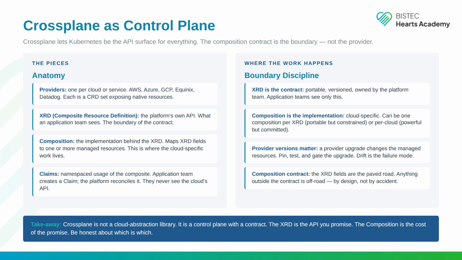The XRD is the contract, portable, versioned, owned by the platform team. Application teams see only this. The composition is the implementation, cloud-specific. It can be one composition per XRD, portable but constrained, or per cloud, powerful but committed.